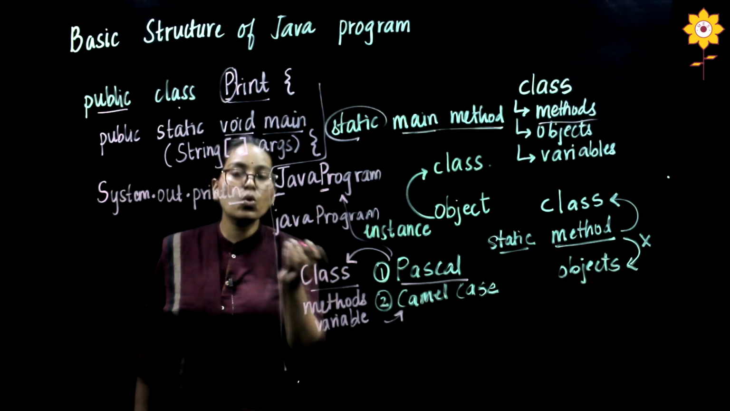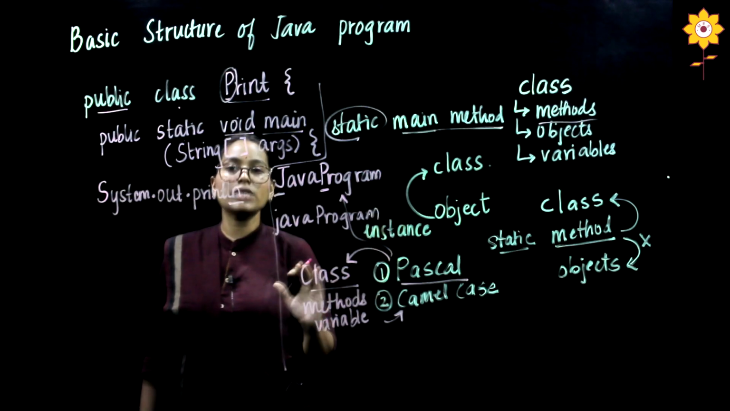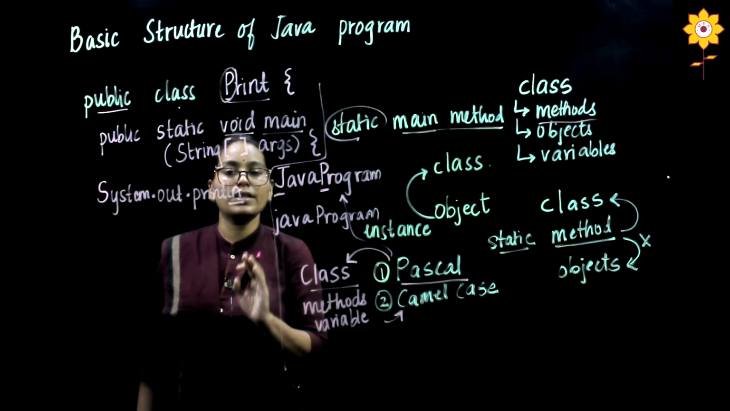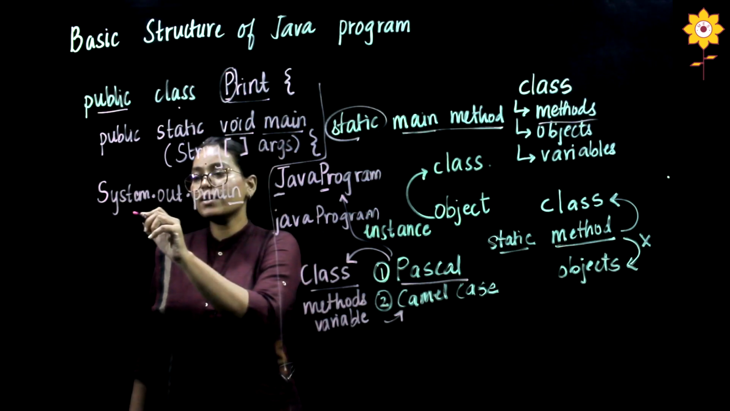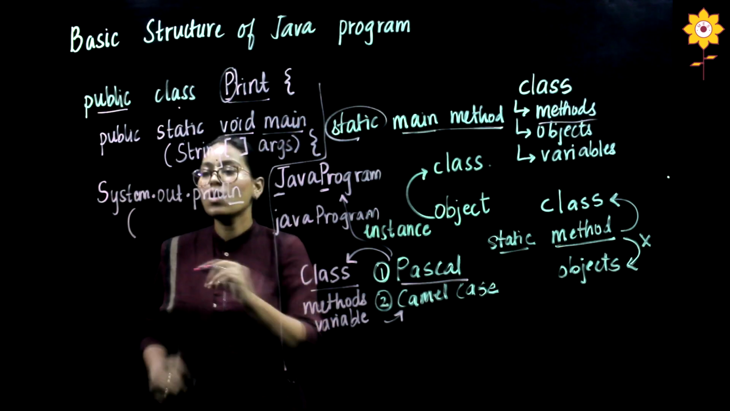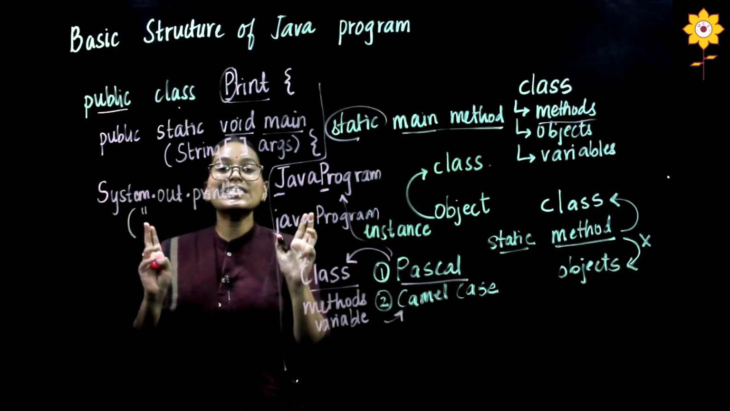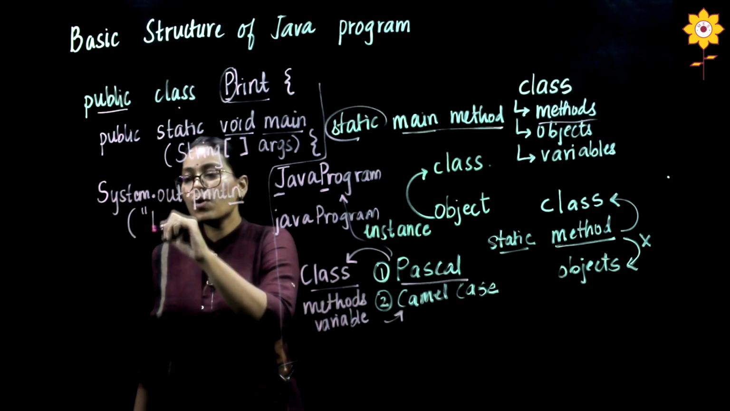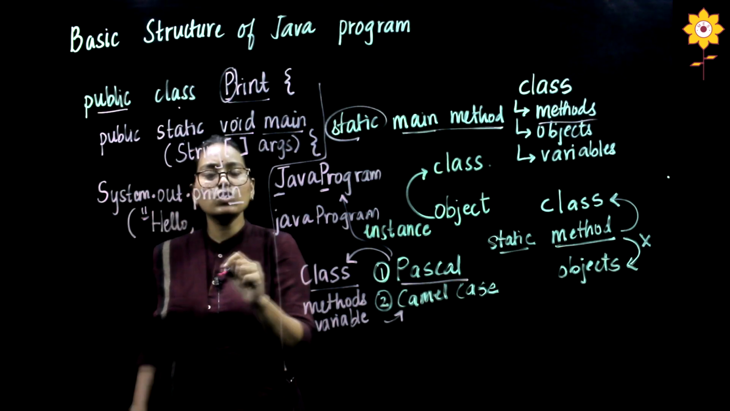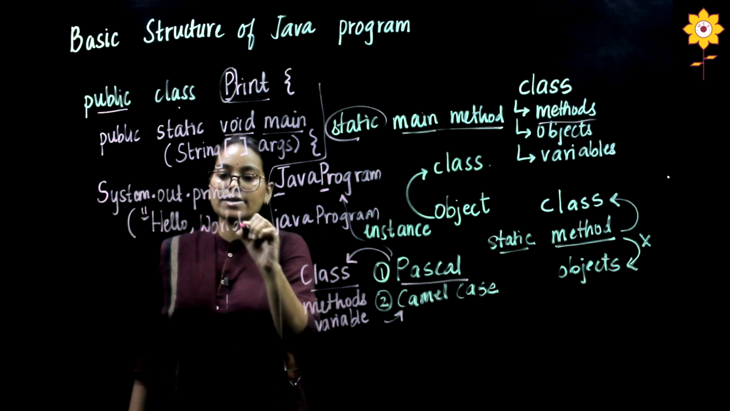If you want the cursor to go to the new line after printing whatever you are writing here, then you will use ln. If you do not want the cursor to go to the new line, you can simply write print, that is okay. Then you will write everything inside the parenthesis. Parenthesis as in circular brackets, whatever you want to print. Now, whatever you want to print has to be written inside double quotes. So, I want to write hello world. Whatever you write inside these double quotes will be printed as it is on the output screen.